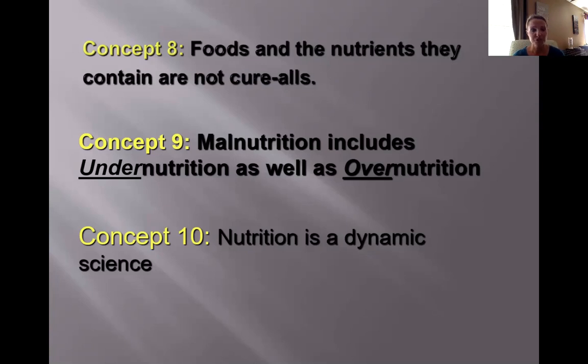Concept 9: malnutrition includes undernutrition as well as overnutrition. Some people are like, well, how can you have overnutrition and be malnourished? What that means is, when I was working as a dietitian in the hospital, we had a gentleman who was large, like 700 pounds, and he was in the ICU on a ventilator. He had pneumonia. We were working to try to get his tube feeding regulated, and when we ran labs on him, we actually found he was malnourished.